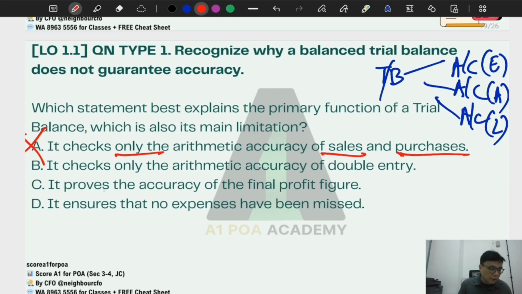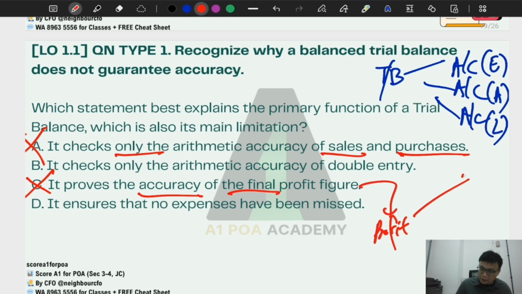Next, it checks only the arithmetic accuracy of double entry. Seems to be the case, but let us double confirm with the rest. C, it provides the accuracy of the final profit figure. So this is wrong. Why? Because if your profit is understated or overstated due to the omission or double recording, you wouldn't be able to tell from the TB.